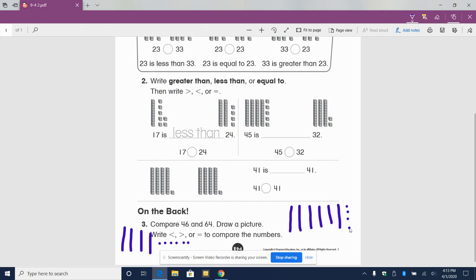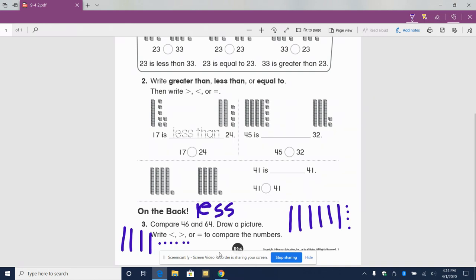Now let's compare those. They want us to try using symbols to compare those. So we can say our answer is 46 and 64. Are we going to say greater than, less than, or equal? Is 46 greater than, less than, or equal to 64? You should have said less than 64. So 46 is less than. My handwriting is not very good, I know that. Let me fix my L a little bit.